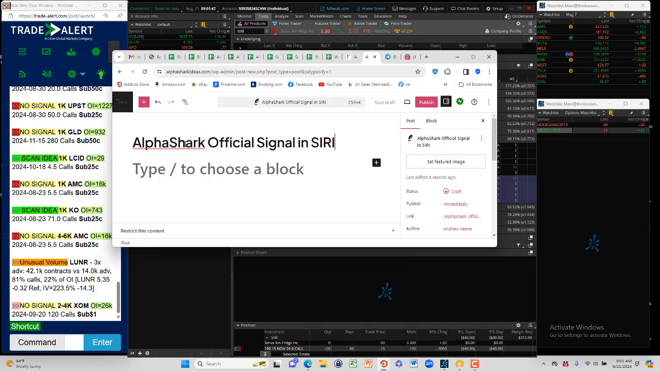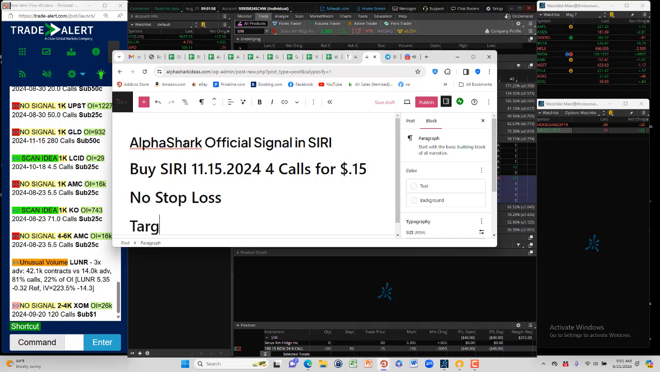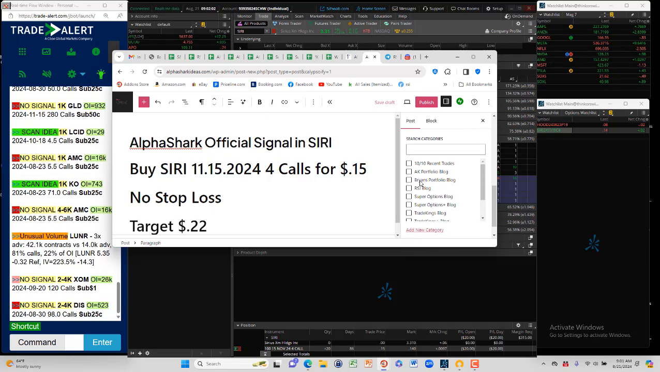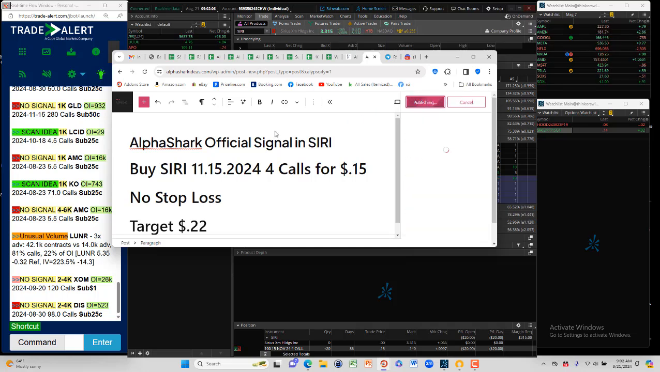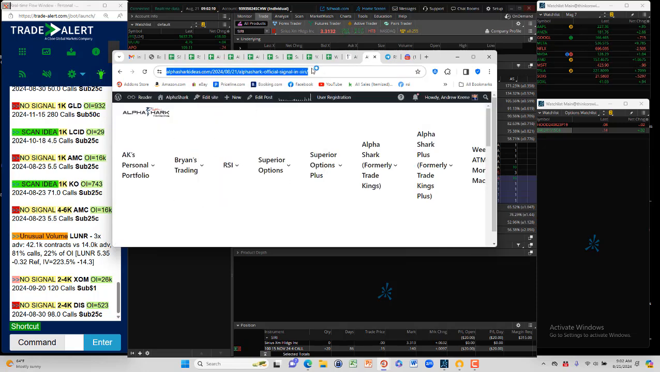and SIRI. Buy SIRI, 11/15, 2024, 4 calls for 15 cents. No stop loss. Target is 22. I would add at a dime, I would add at a nickel. So then you come in here, we put this out. So now it is on the website. It's basically a 5-step process I have to go through here.